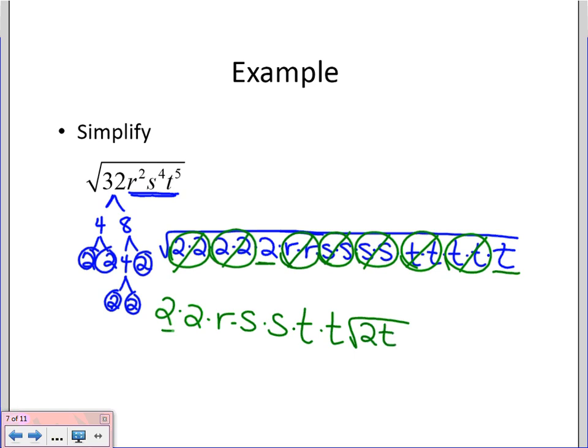Okay, then I want to simplify this mess out here. So 2 times 2 is 4. R is just plain r. S times s is s squared. And t times t is t squared times the square root of 2t. Okay, now remember that rule. If you pull out anything that is odd, any odd exponents, then you need to have absolute value signs. So this r is odd because r to the 1 is an odd number. So I've got absolute value signs around r. And I don't need it around s and I don't need it around t because both of those are even. 2 and 2 are even.